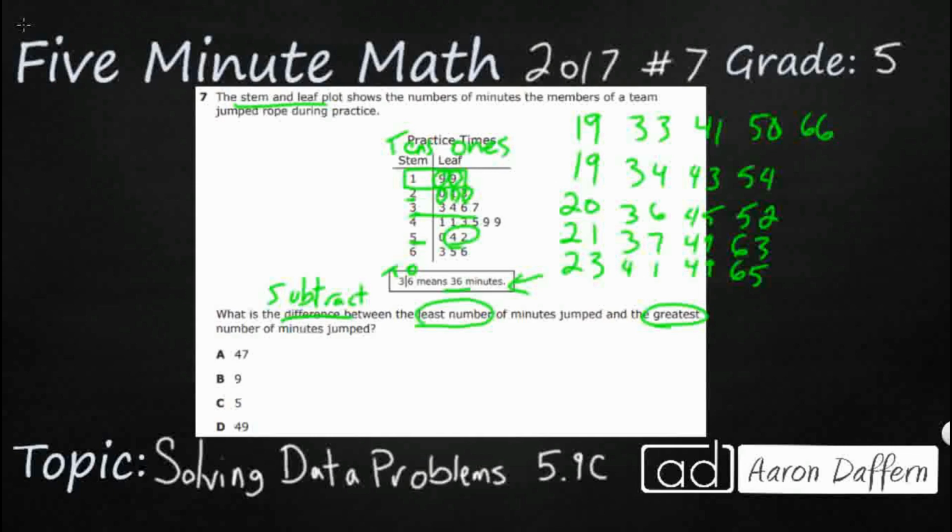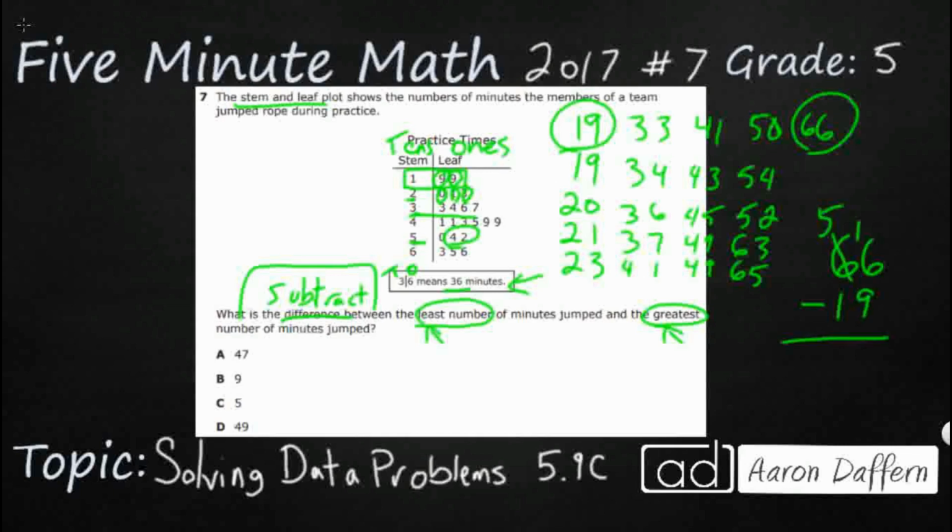Now, the problem asks us to find the difference, which means subtract, between the least and the greatest. We had to pull these numbers off the stem and leaf chart to understand that. Our smallest number is 19. There are two 19s, so just pick one. Our greatest number is 66. Then we just find the difference, which is pretty easy once we get our numbers off there: 66 minus 19 is 47. This is actually called the range. It measures the spread of a data set to see how far apart it is. Our answer here is going to be A, 47.